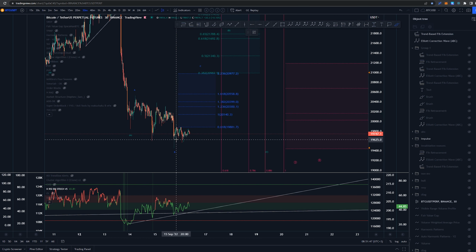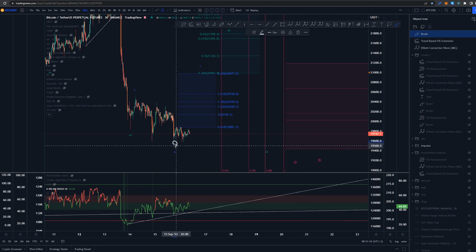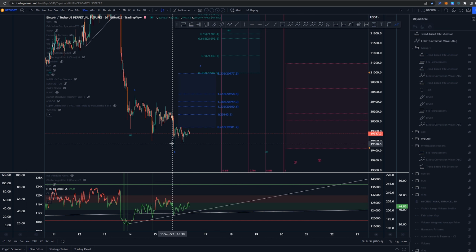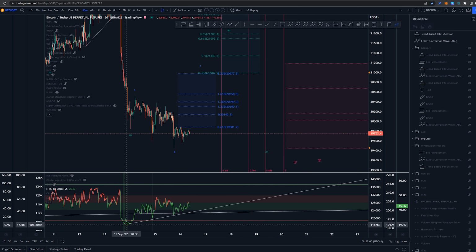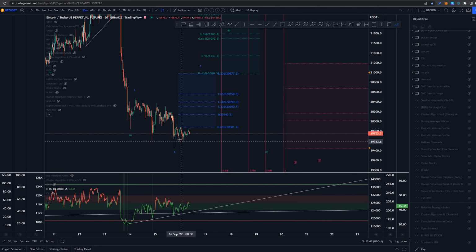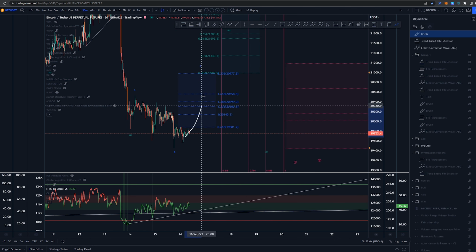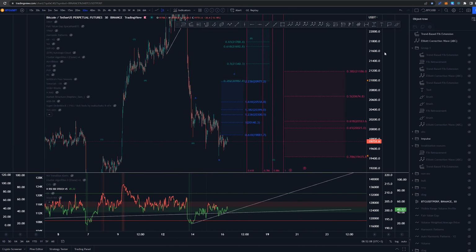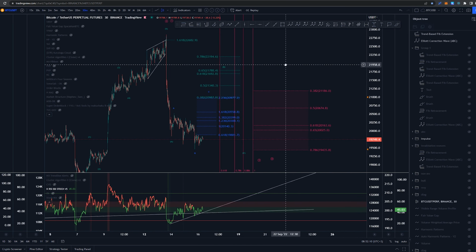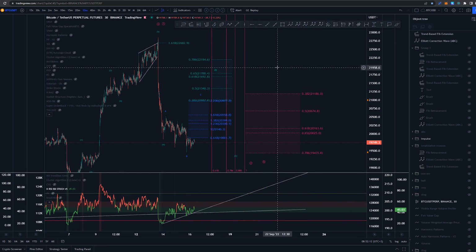I still have my long open here. I actually added another bit here when we took out these lows, because again, another swing failure pattern higher, and we had this divergence happening here. So again, there are still reasons that we could be looking up higher. Now, that is pretty much all the scenarios I have, or all the thoughts I have for Bitcoin at this very moment.